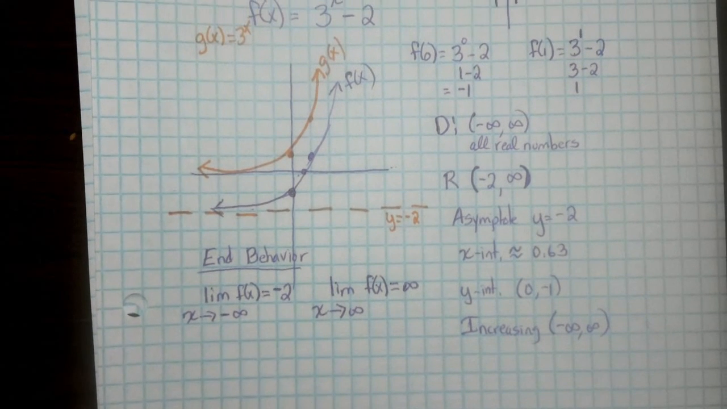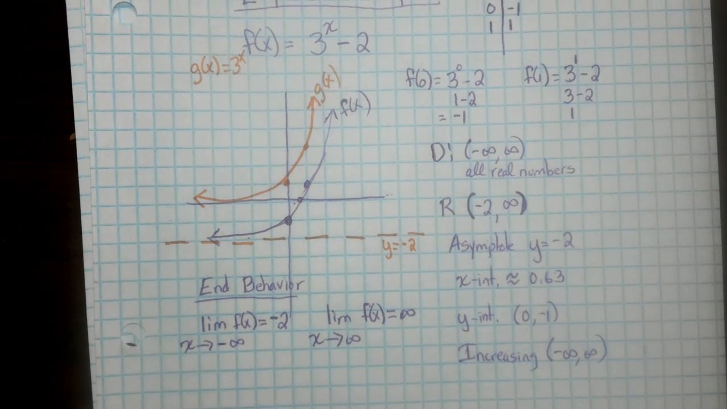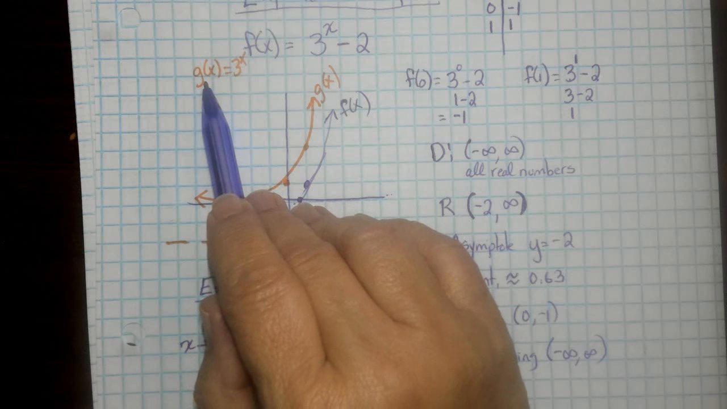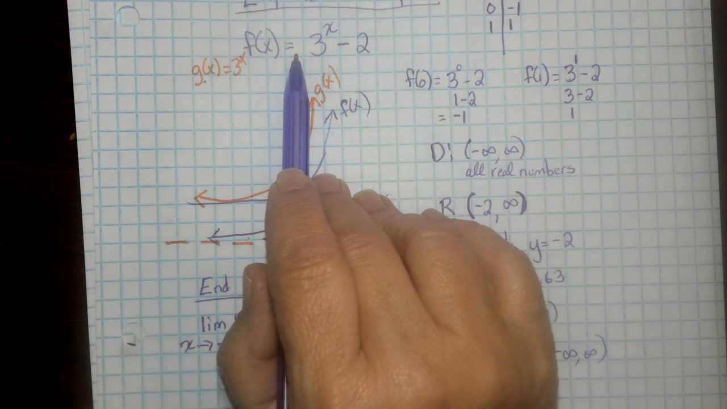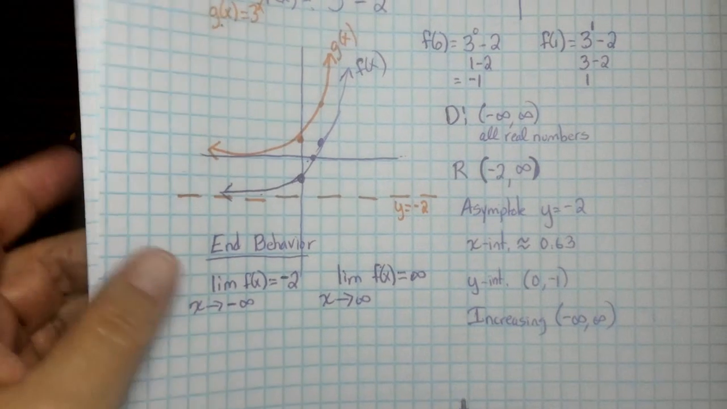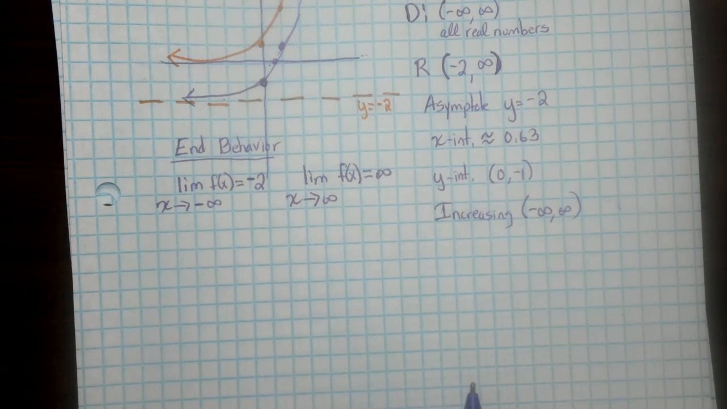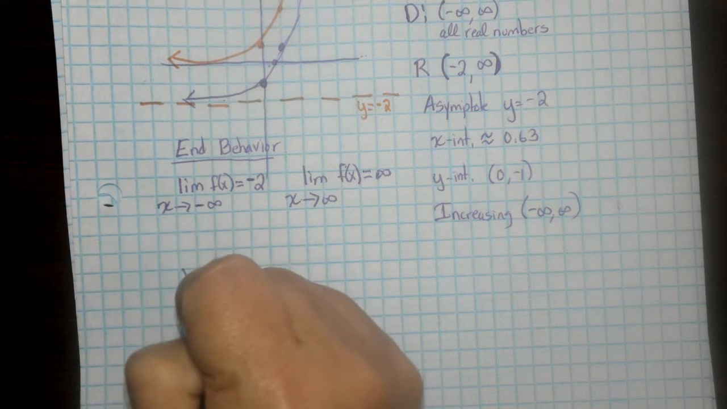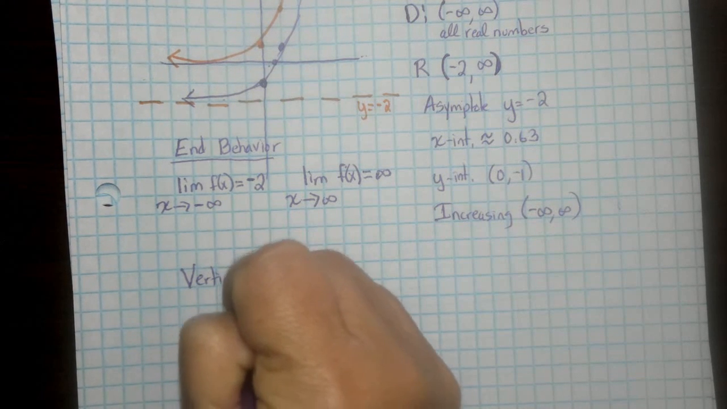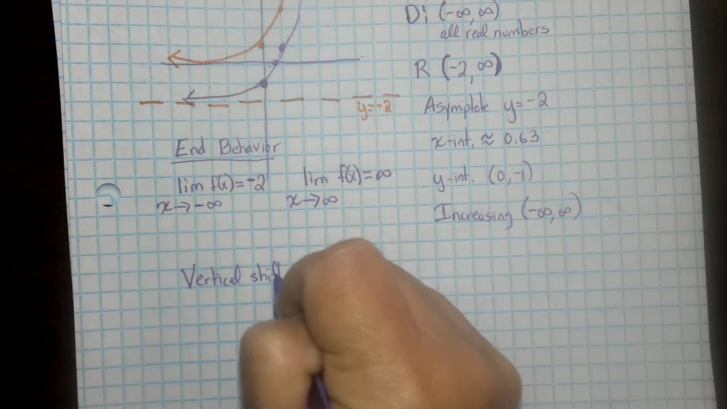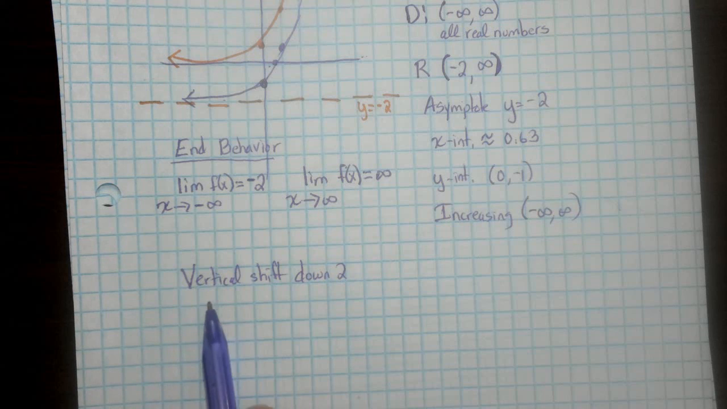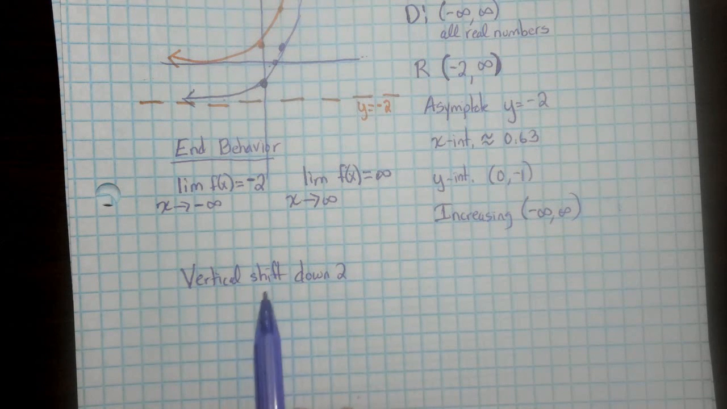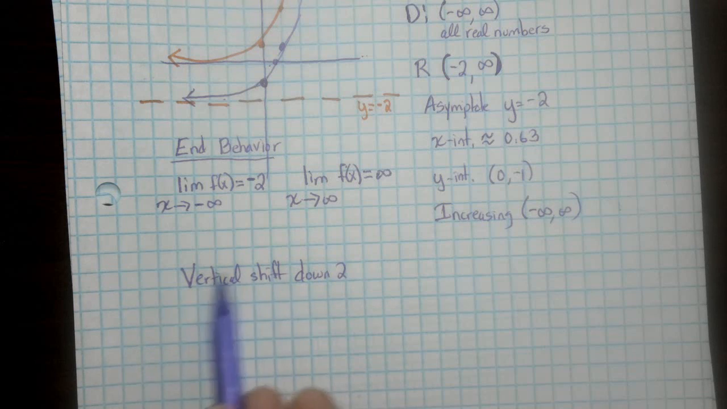Now, what if I was asked to give the transformation from g of x to f of x? If you were going to describe the transformation, what would you say? What type of transformation are you doing if you're going to shift, right? So vertical shift down 2. Or you could say vertically translated down 2. But you want to have a verb in there.